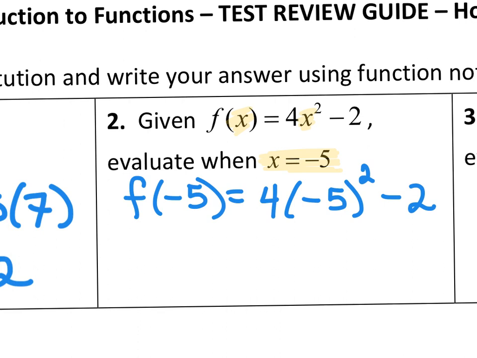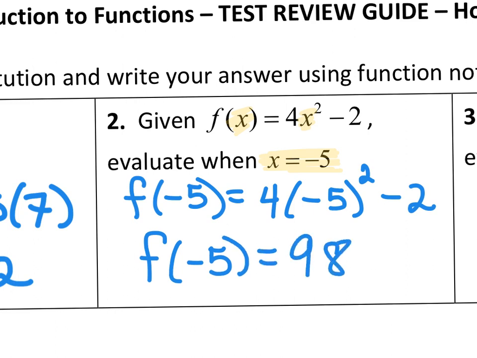Once you've typed this into your calculator, you're going to have f of negative 5 is equal to positive 98. If you got negative 102, you didn't use the parentheses correctly. So double check how you've typed that in.